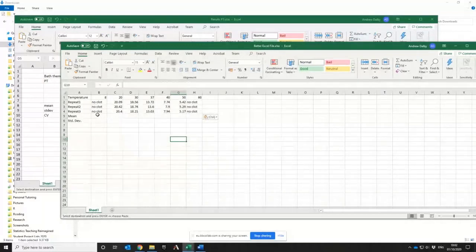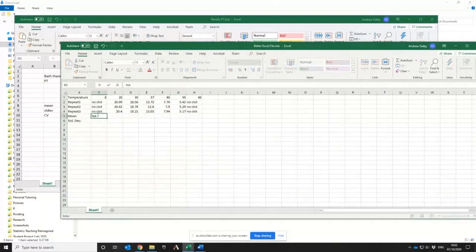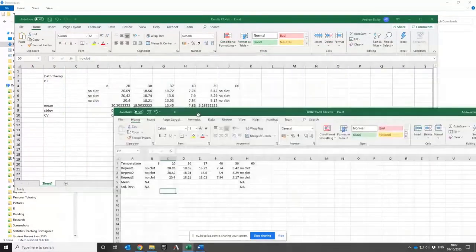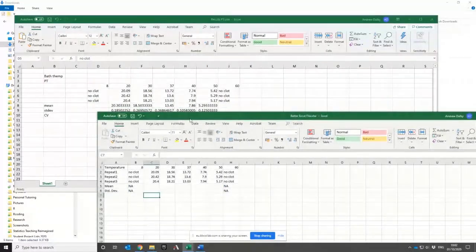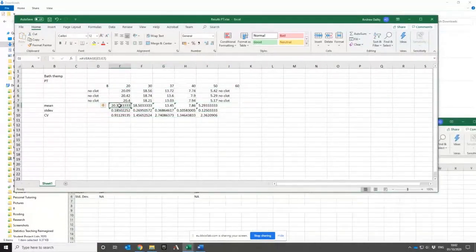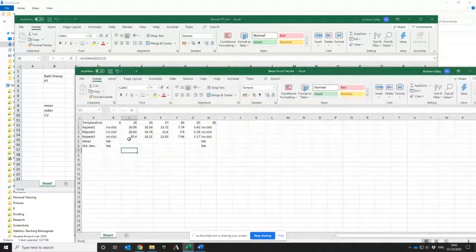I can do that. Here I can't calculate an average of nothing happening. Nothing happening. Oops, so we've got NA for these. Below that they calculated the mean. If I click on the formula for the mean, it goes equals average E5 to E7. Fine.